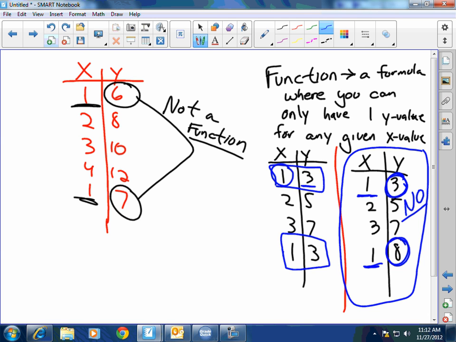Think about the movie example. If you go with five people, it's got to be $50. And if every single human on earth follows behind you and gets five tickets, it has to be $50. You cannot have different y's for the same x. Are you with me? You got a question, sir?